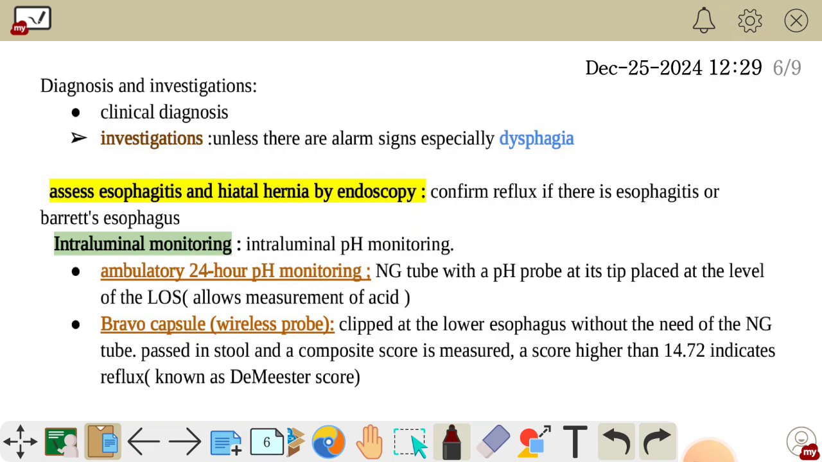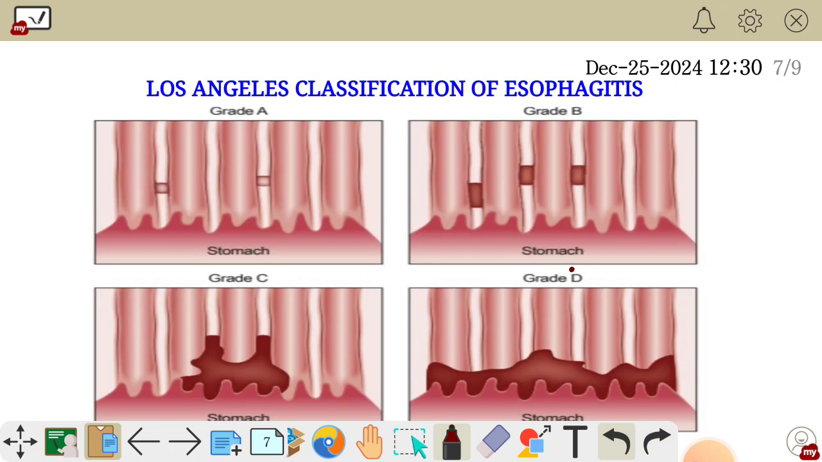So remember, investigations are done when we have an alarming sign, such as dysphagia. But in most cases, it is clinically diagnosed. So we just look at the clinical features, and then we start managing the condition. But otherwise, if there is an alarming sign, then we will go further and do these other investigations.